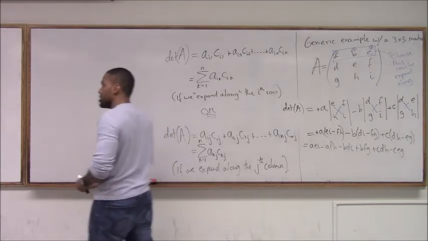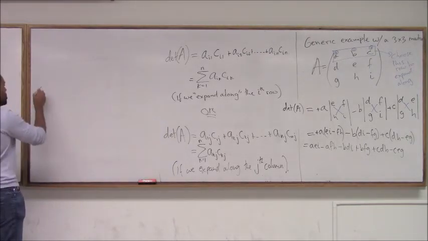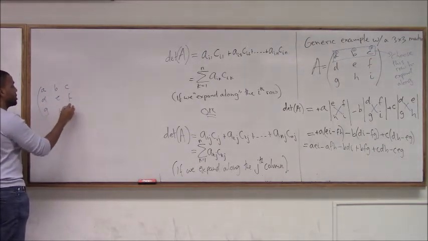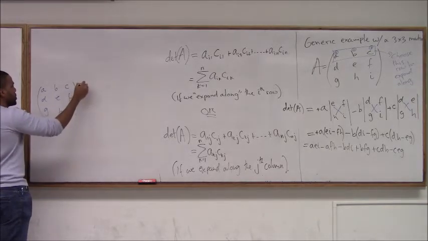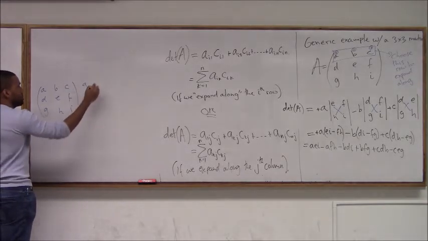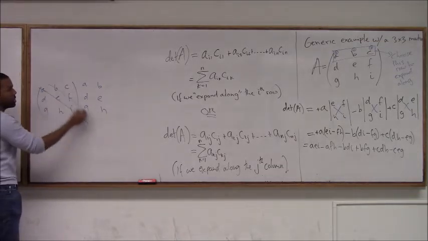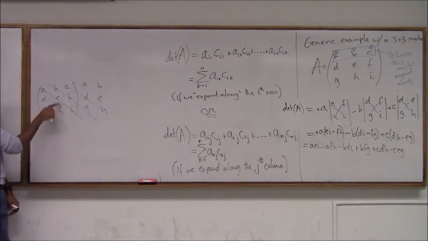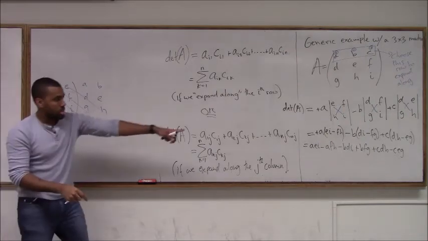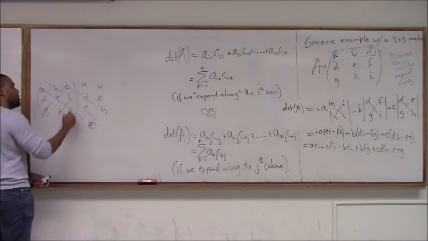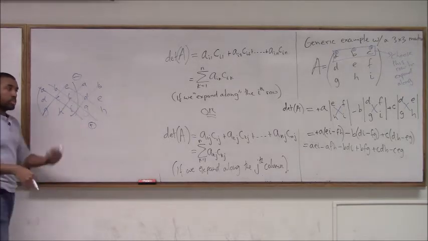There is a mnemonic for 3x3s. You have A, B, C, D, E, F, G, H, I. What you do is you can copy the first two columns here, and you can actually multiply it down across here. You'll notice that you get the A, E, I. So you'll add all the ones down here, and then you can multiply across up there, and you'll subtract all the ones up here, and you'll get that same thing.